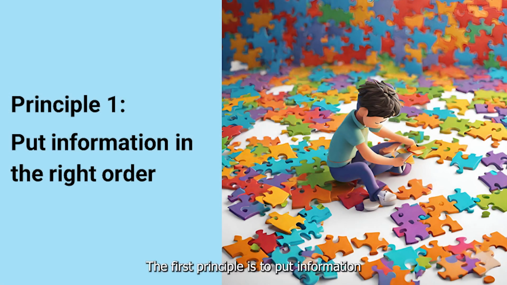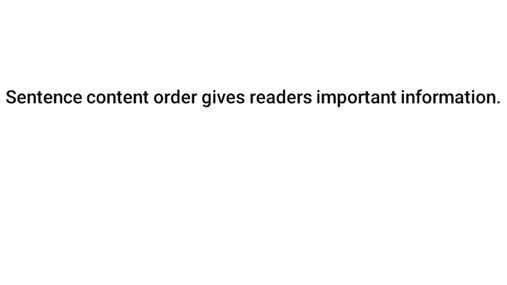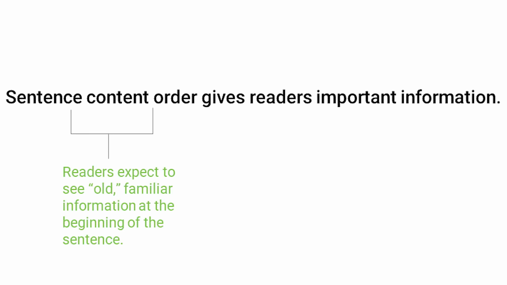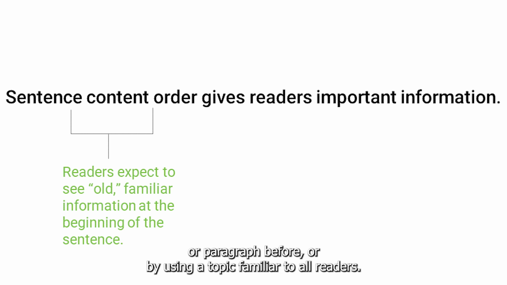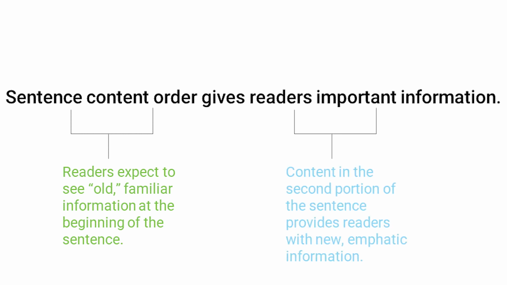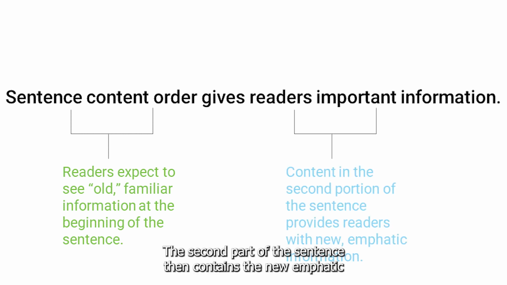The first principle is to put information in the right order within sentences. Sentence content order gives readers important information. Readers expect to see familiar information at the beginning of the sentence. This gives readers context, either by repeating a topic from the sentence or paragraph before, or by using a topic familiar to all readers. The second part of the sentence then contains the new, emphatic, or important information about that familiar topic.